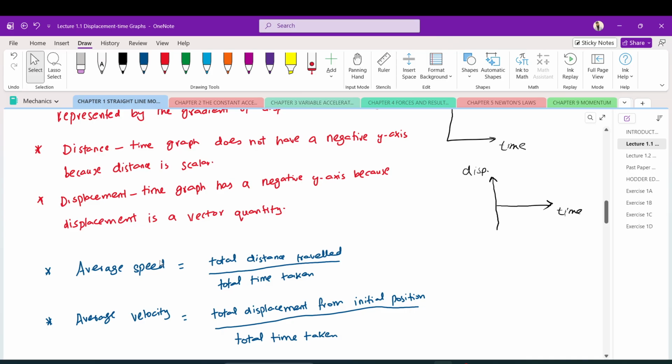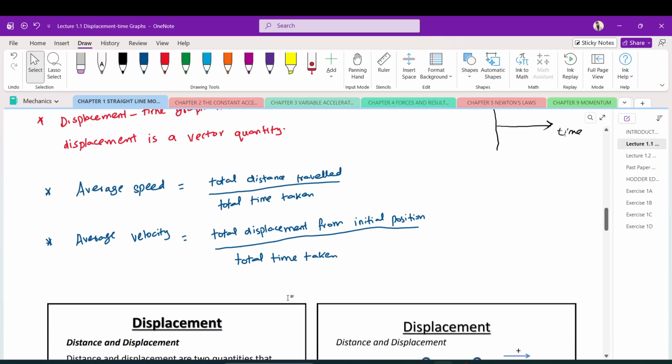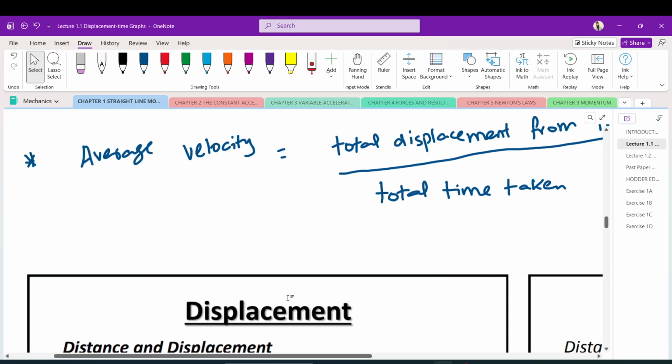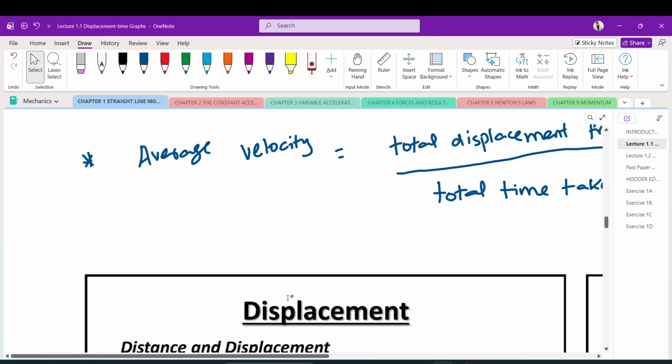Also, these are some formulas that you might already be familiar with from your IGCSE mathematics or O-level mathematics. Average speed is equal to total distance traveled divided by total time taken. Average velocity is equal to total displacement from the initial position over total time taken. Although this might not be familiar to you, it is quite similar to this formula.